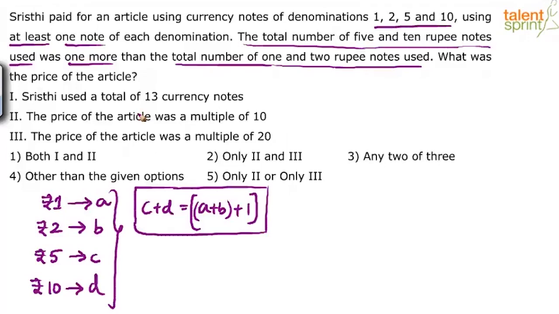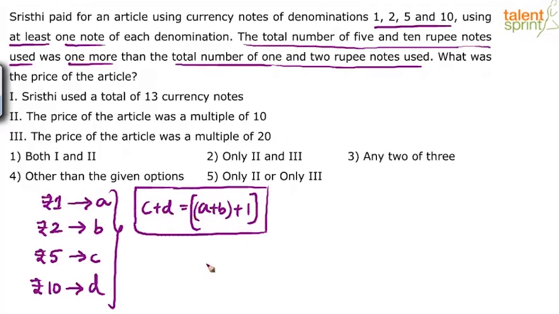Again, I'm repeating this point: the total number of 5 and 10 rupee notes used, C plus D, was one more than the total number of 1 and 2 rupee notes, right? Now look at statement 1 alone.